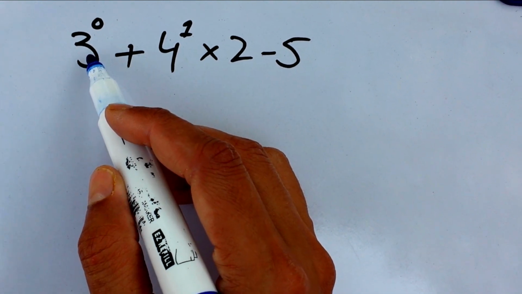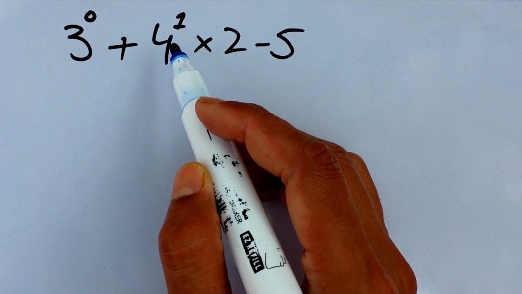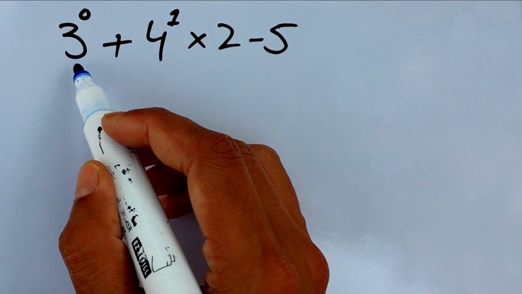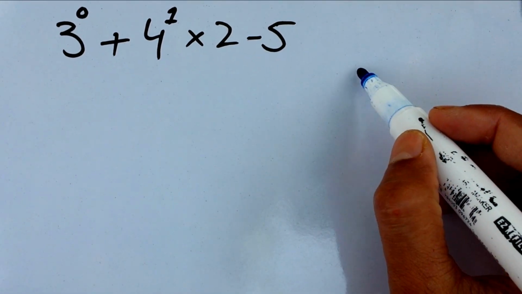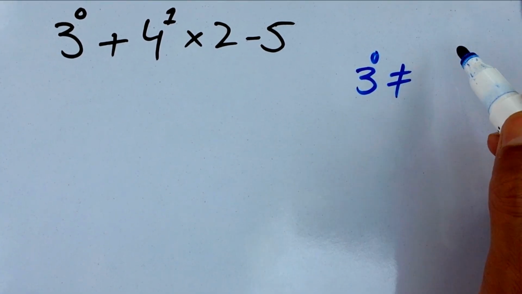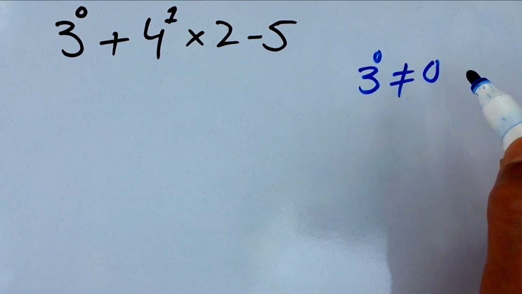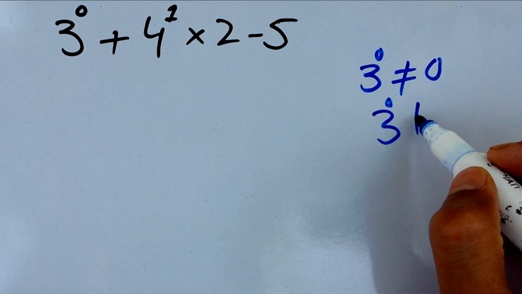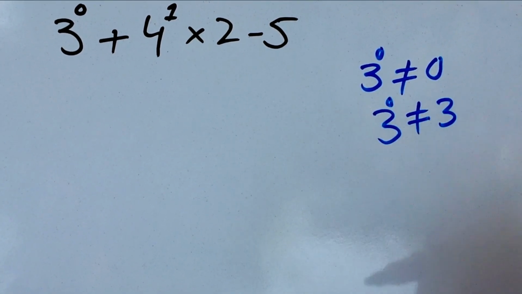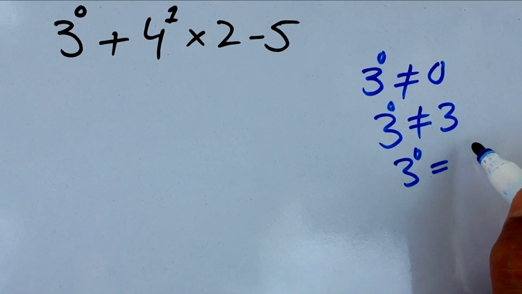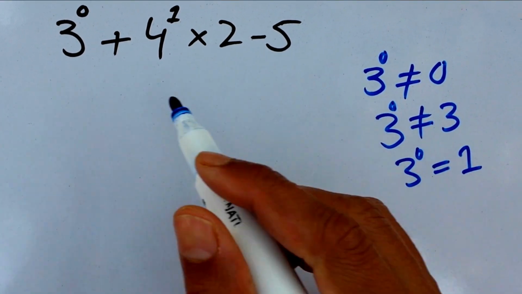So we are solving 3 to the power of 0 plus 4 to the power of 1 times 2 minus 5. Alright, so 3 to the power of 0 is not equal to 0, right? 3 to the power of 0 is not equal to 3. 3 to the power of 0 is equal to 1, right?